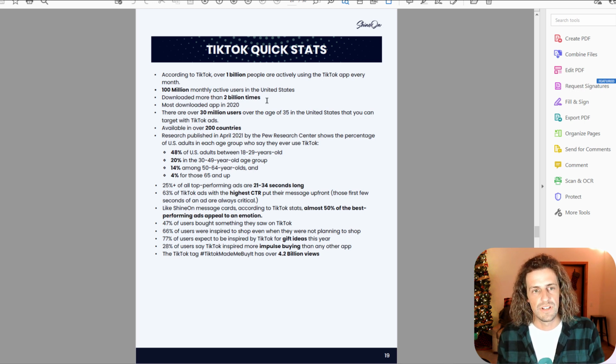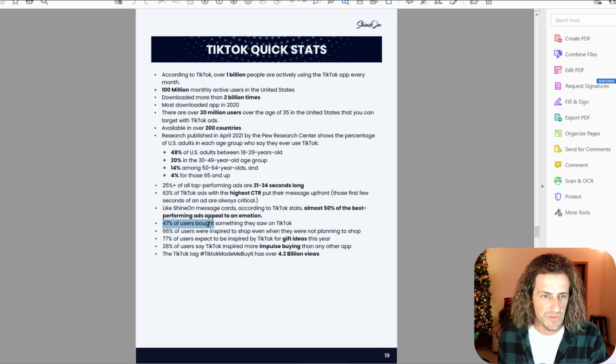This is an important one that I talk about a lot: there are 30 million users over the age of 35 in the United States that you can target with TikTok ads. So if we're looking at more of a buyer demographic based on age, 35 plus, there's 30 million users right there that you can target. And some of these stats down below, 47% of users bought something they saw on TikTok.